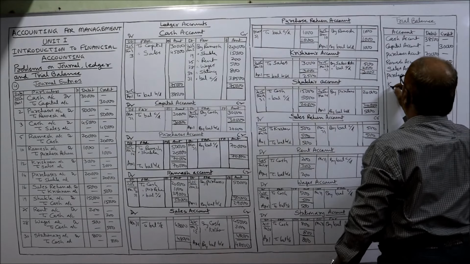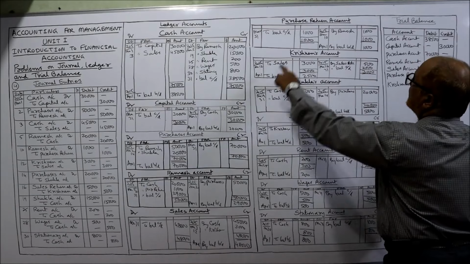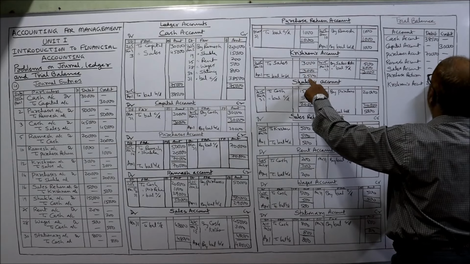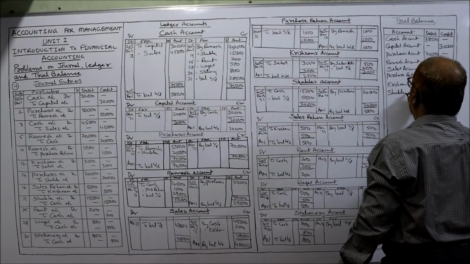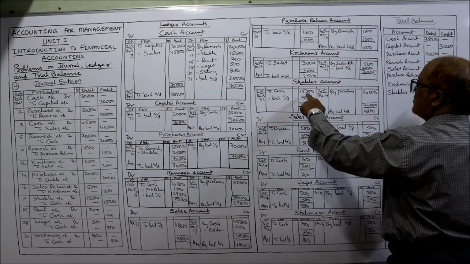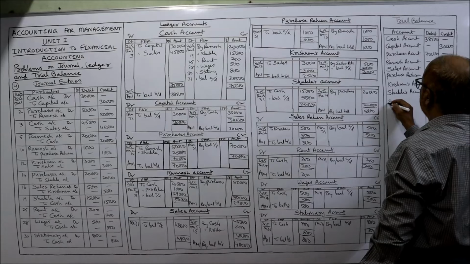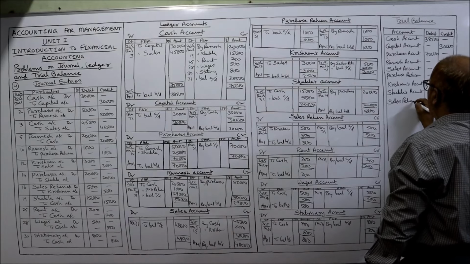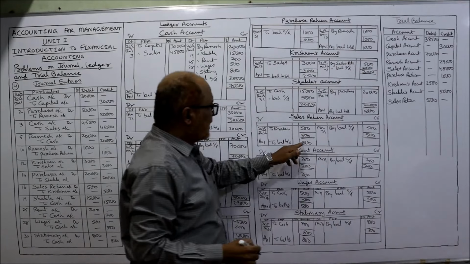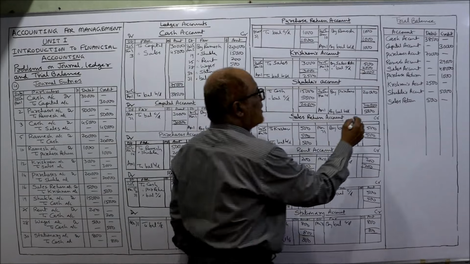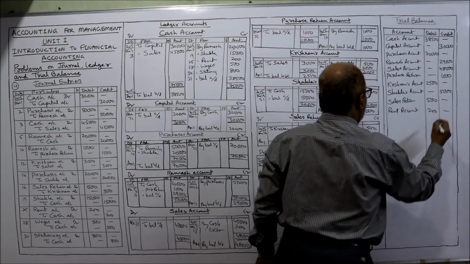Similarly, Krishnan's account is showing a debit balance of 2,500. So debit side 2,500. Shukla's account is showing a credit balance of 5,000. Then we have sales return account, showing a debit balance of 500. Sales return account, debit side. Rent account, debit side 200.